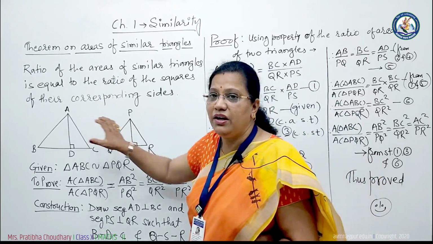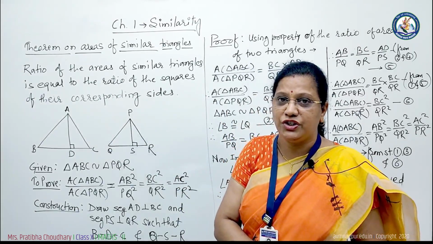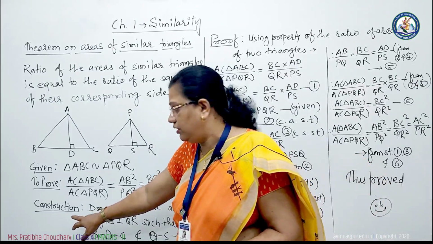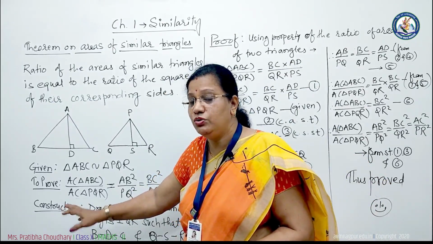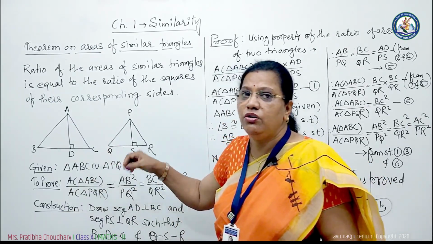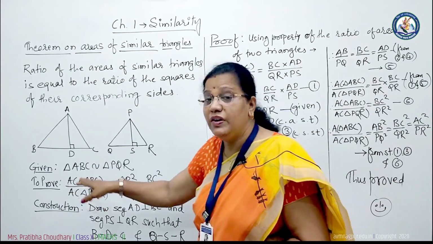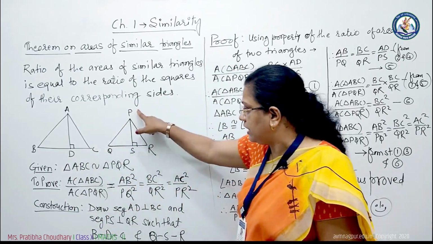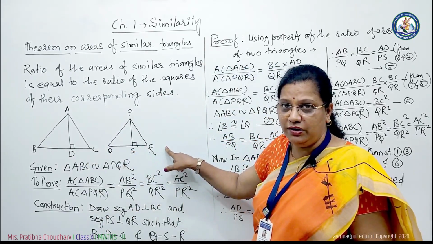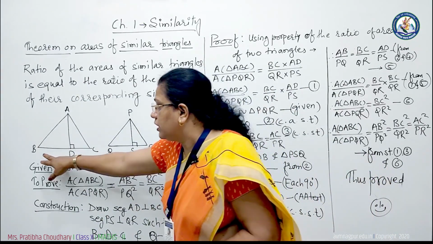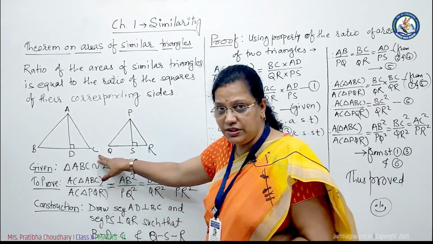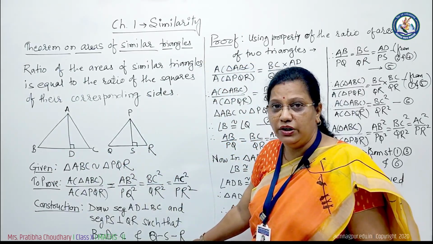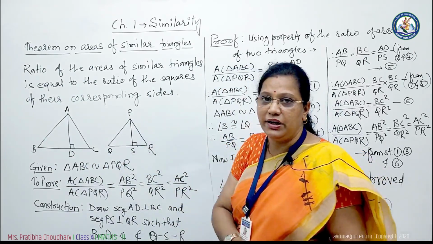To prove this, only triangles ABC and PQR are not sufficient, so we will construct something. In every theorem, there is a construction if any; in every theorem, you need not construct something. So here we will have to construct: we draw segment AD perpendicular to BC, segment PS perpendicular to QR, and the points B, D, C should be collinear, and the points Q, S, R should be collinear. Okay, now this makes your complete diagram.